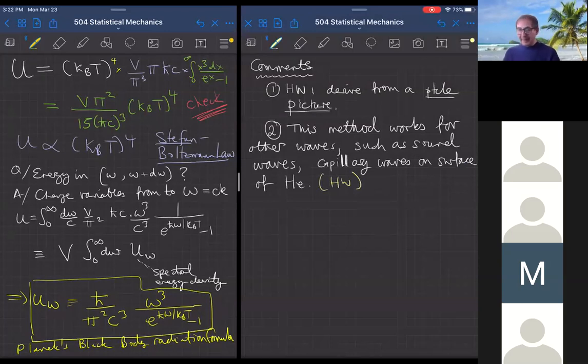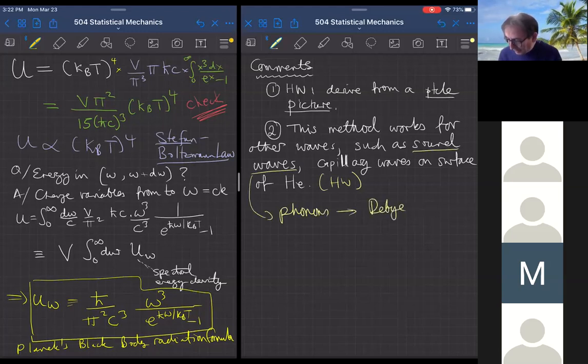And again, when you apply this to sound waves, those are called the phonons, as you know, and that gives you Debye's theory of heat capacity. So this black body radiation formula has many applications. Okay, so I think that's where I'm going to end today's lecture.